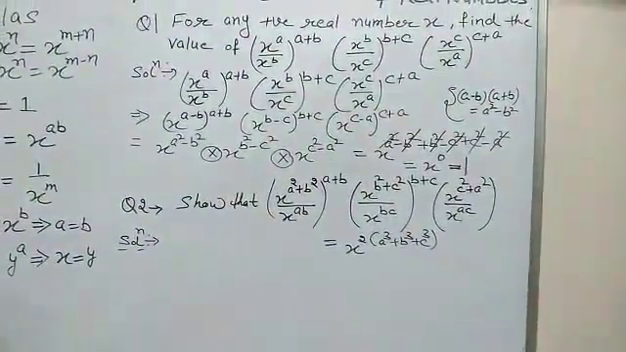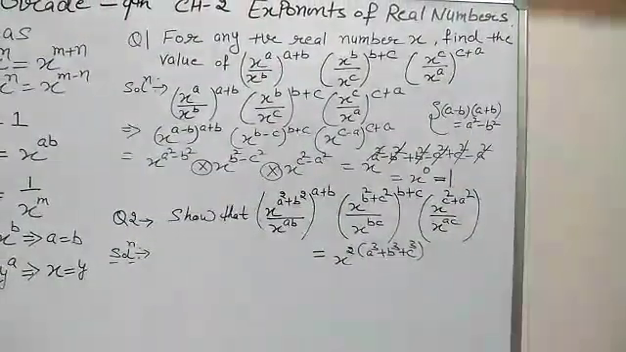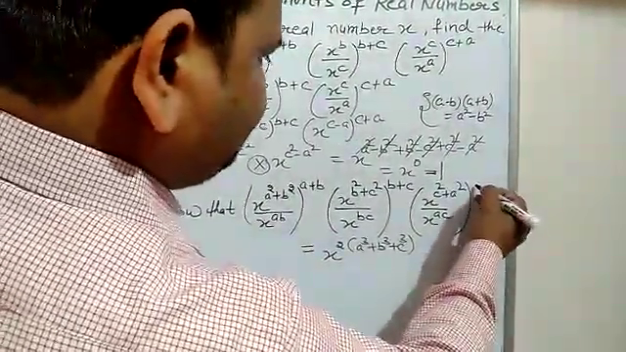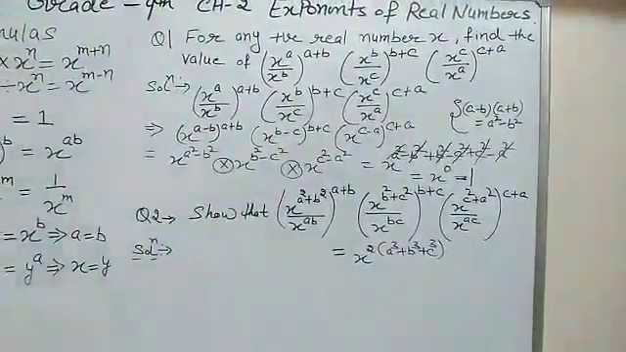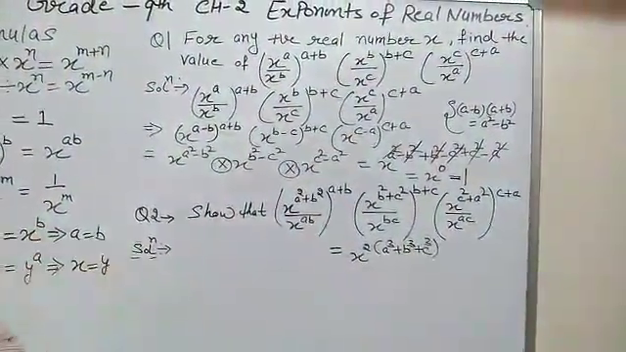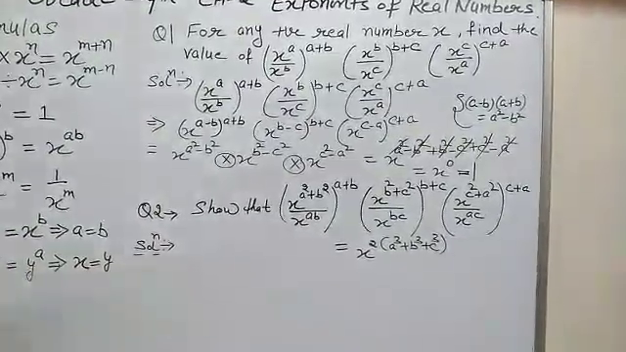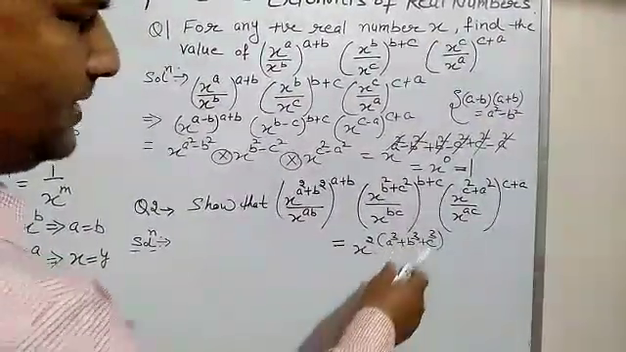I think the whole power is left. What is the whole power? There is c plus a. That is equal to, further we have to prove this, x to the power 2 times (a cube plus b cube plus c cube).